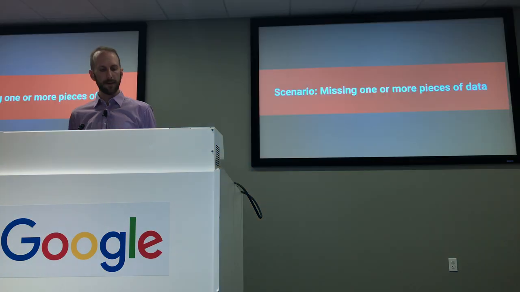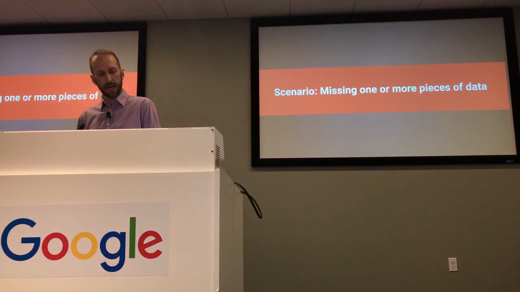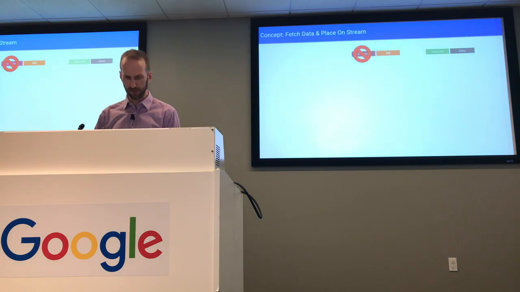Okay, so the harder problem is when we're missing some data. So what happens if we're missing something? This is a scenario when we have a new product that is set up for the first time and we've got all of these key pieces of information flowing in from other systems, and they don't all arrive at exactly the same time. We get one piece of information before the rest.